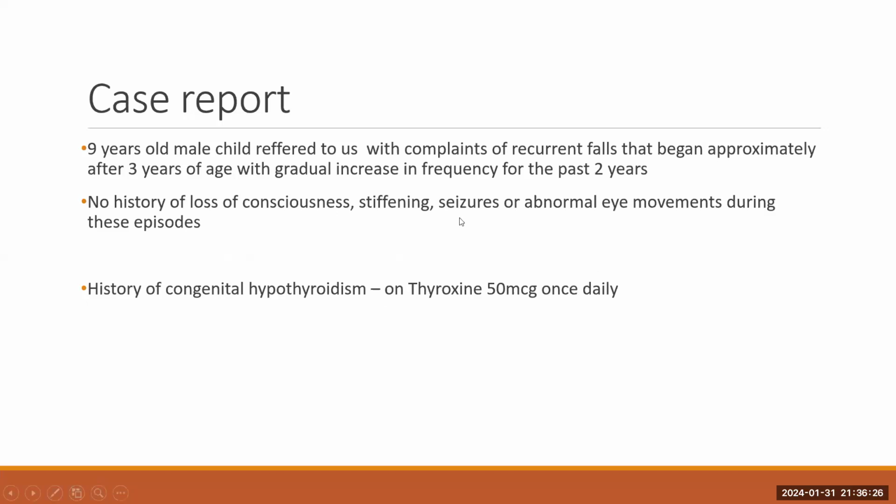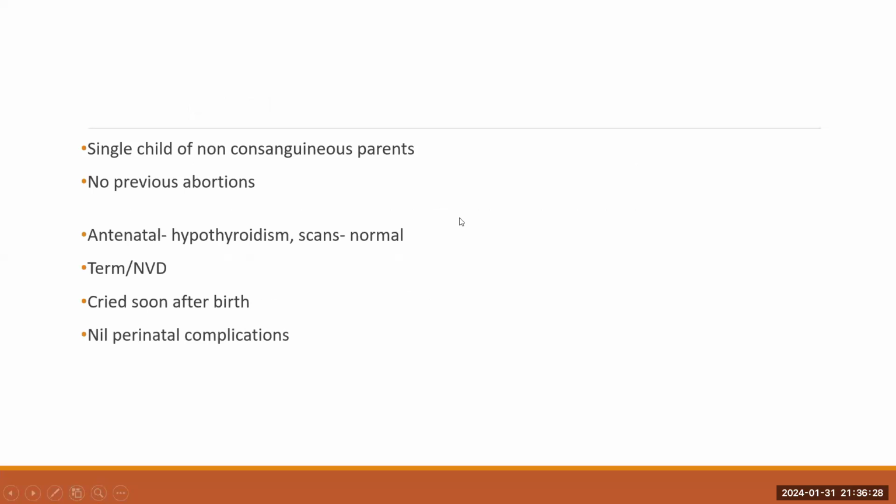He had a history of congenital hypothyroidism and is on thyroxine 50 micrograms. He is a single child of non-consanguineous parents. There is no history of previous abortion. Mother had antenatal hypothyroidism. All the antenatal scans were normal. It was a term normal vaginal delivery. He cried soon after birth, and there were no perinatal complications.